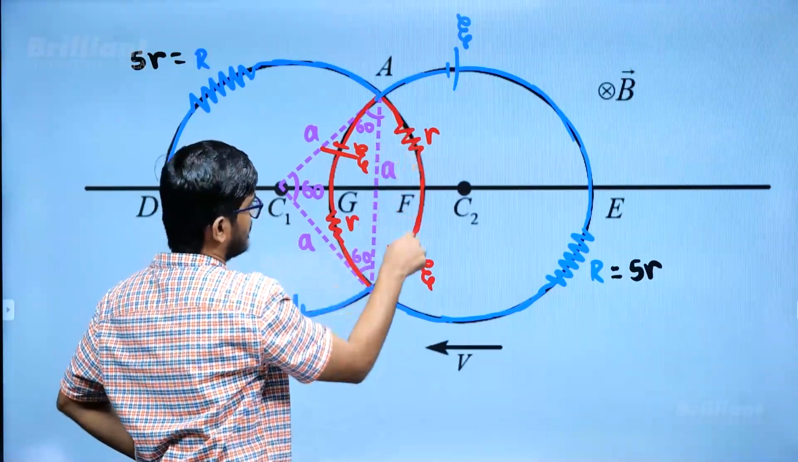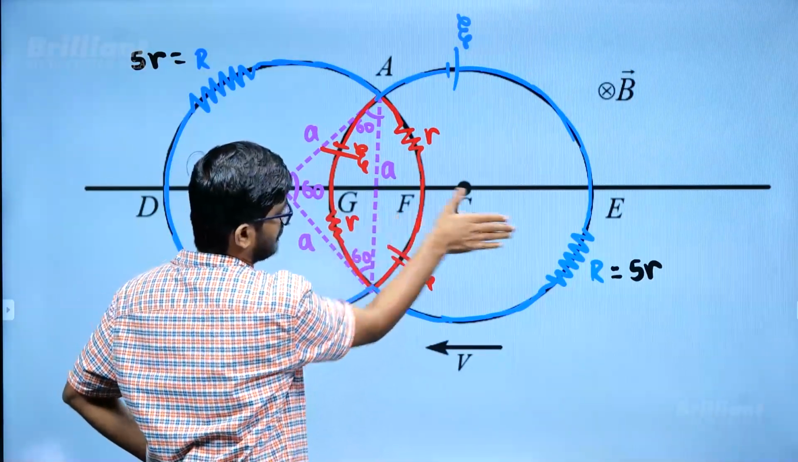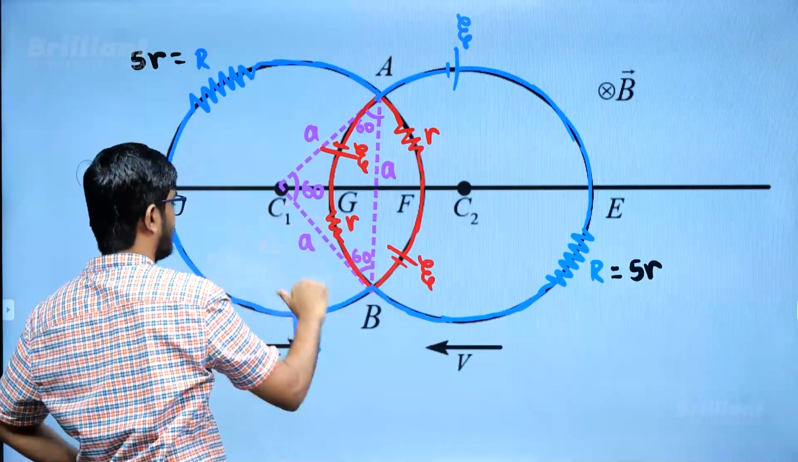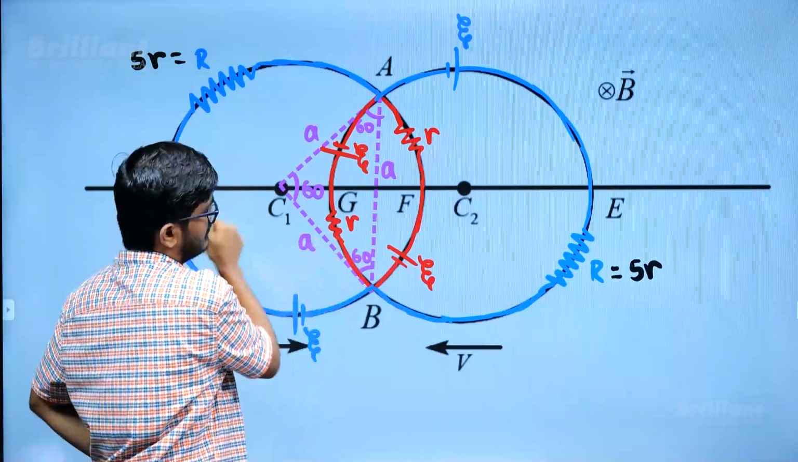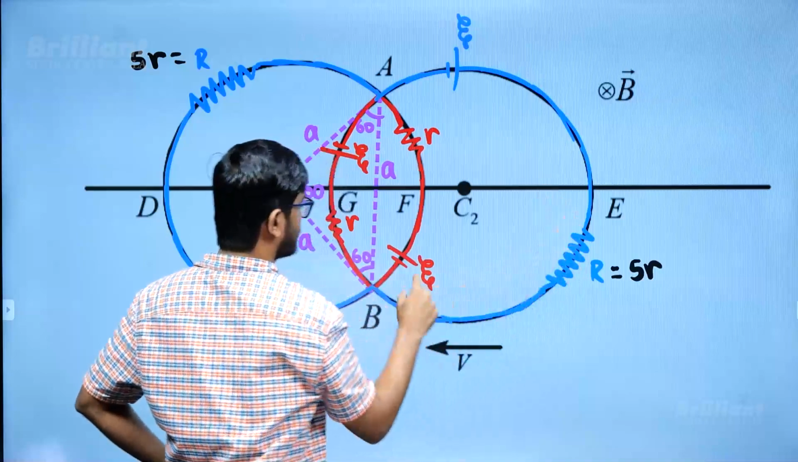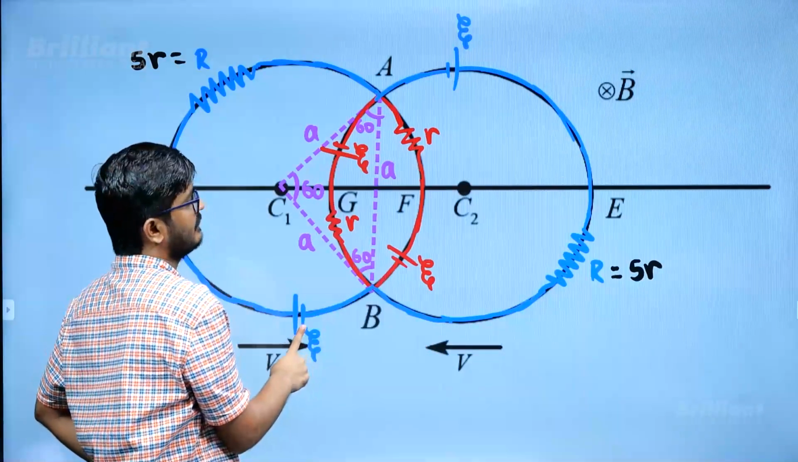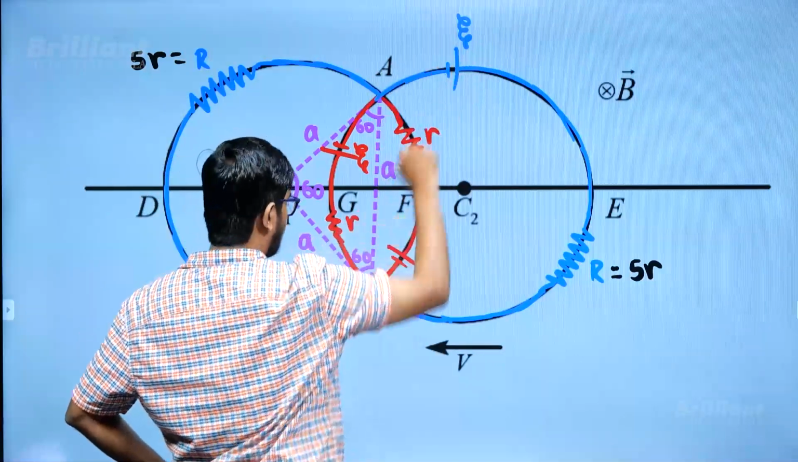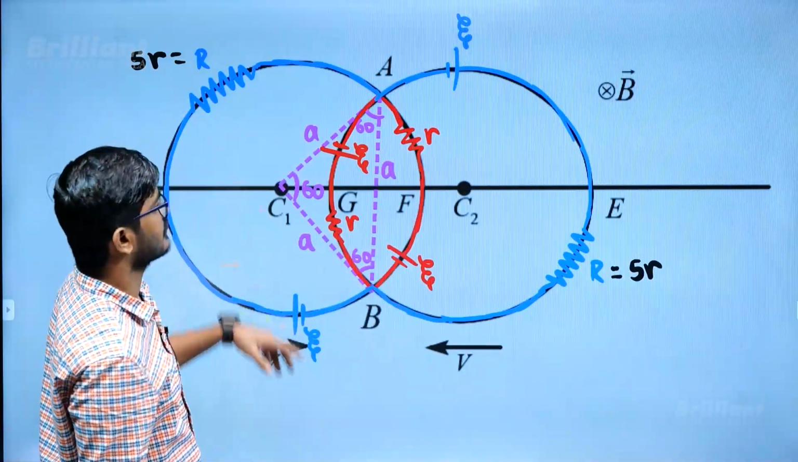Now similarly on this one, it is moving with the speed this way, so V bar cross B bar, it is trying to drive the current this way. Now V bar cross B bar, it will try to drive the current this way. Now in all four parts, the induced EMFs are the same in magnitude. Direction wise, this will try to drive the current this way, this one this way, and this way. Now what about the resistance?